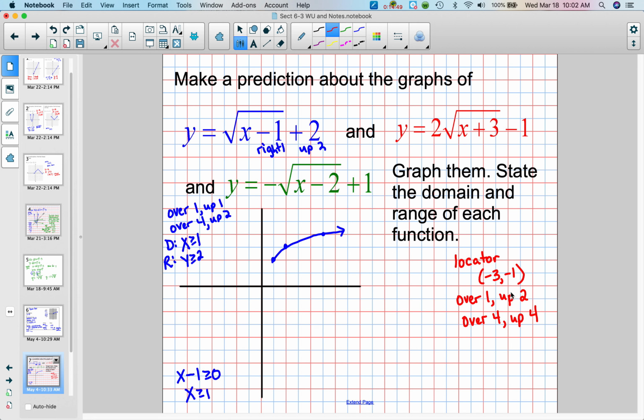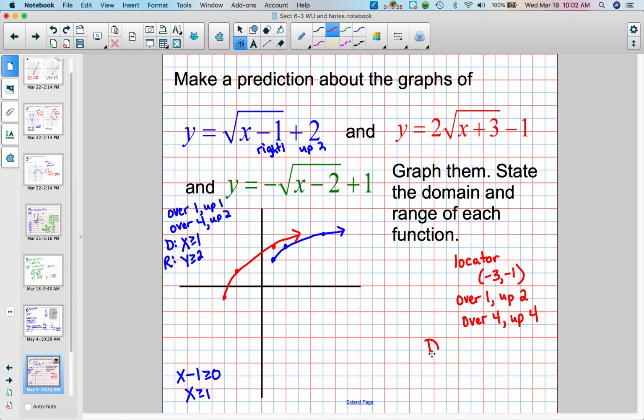So here, my locator point, I have that, then over 1, and instead of up 1, I'm going to go up 2 because I'm doubling the ups. Then I go over 4 because that's what I'm doing for the square root graph. And instead of up 2, I double that and I go up 4. So I'm going to do my locator point, -3, -1. From there, notice it is opening up, or it's going up. So then I'm going to have over 1, up 2, and over 4, up 4. And this is my graph.